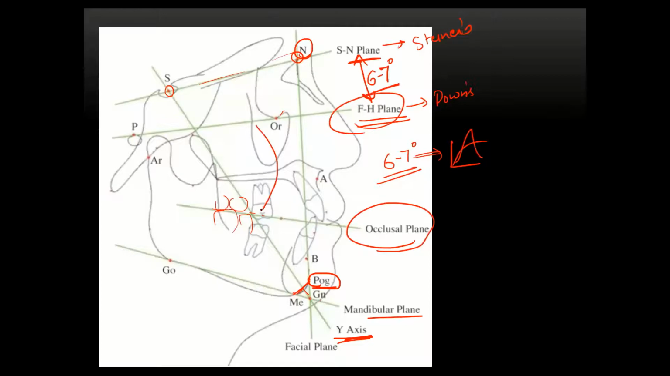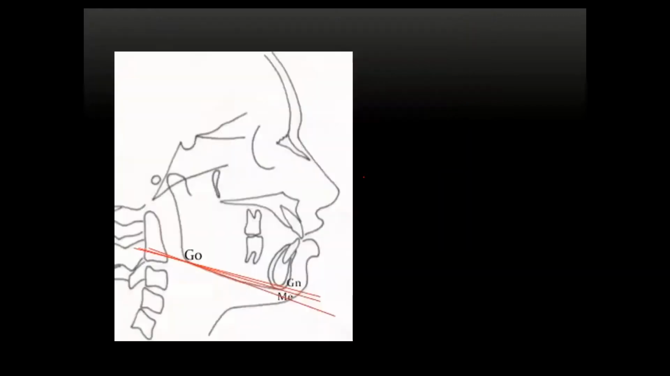Okay. The next, you need to remember the angle between the FH plane and the occlusal plane. What is the angle between these? This is 10 degrees. So these two angles are very important. The angle between the SN plane and the FH plane is 6 to 7 degrees, and the angle between the FH plane and the occlusal plane is usually 10. Not for all patients, but usually 10.